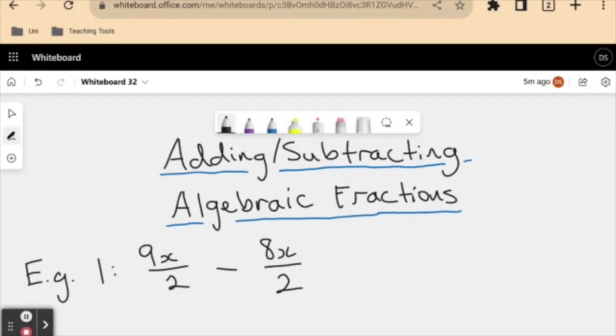Hey everyone, so this will be the first video covering content from Year 10 Algebra. I'm going off the Australian syllabus, and the first thing we get exposed to when we do algebra at this level is adding and subtracting algebraic fractions.